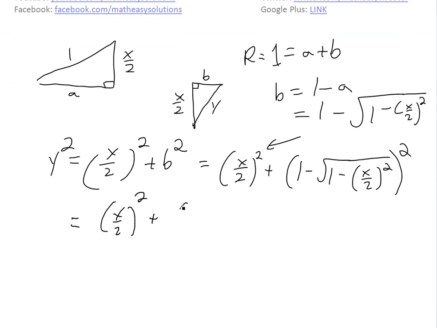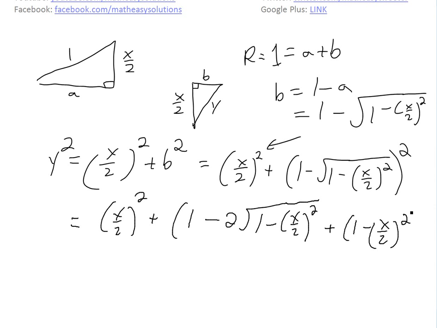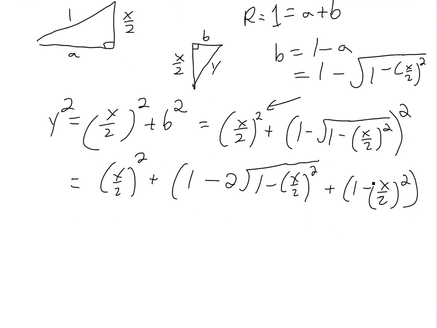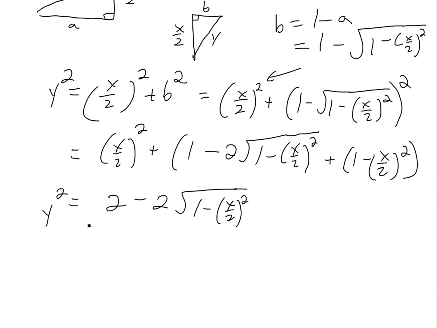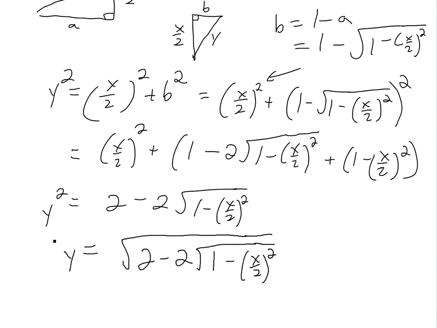1 times 1 is just 1, and then we're actually going to have 2 times the square root of 1 minus x over 2 squared. This is basic foiling. And then plus, this times itself is going to be squared, so we just get rid of the square root. So now we could simplify it further. We could add up the 1's, and we could also cancel this one: x over 2 squared minus x over 2 squared cancels. So we're going to get y squared is equal to 2 minus 2 times the square root of 1 minus x over 2 squared. So y is just going to be the square root of it. And now this is our function for y here.